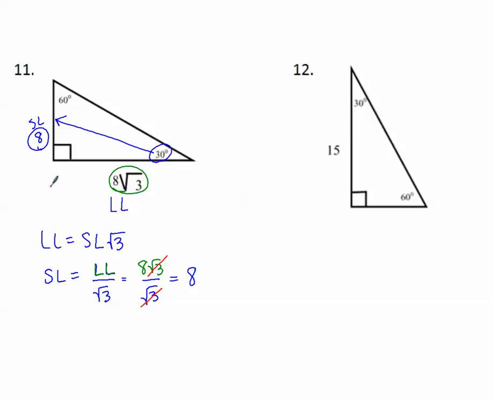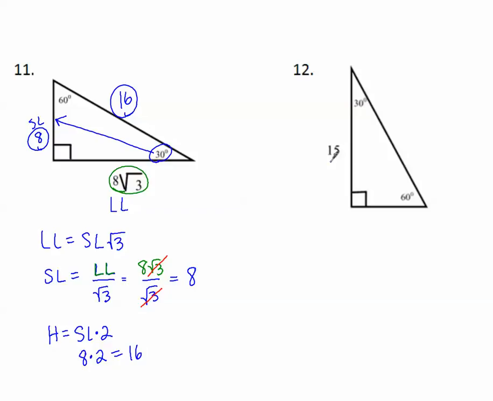So I could think of it as, what does this have to be such that I get 8 radical 3 in my long leg? However you think about it, that's fine. Just remember the formula. Once I have the short leg, the hypotenuse is easy because the hypotenuse is just the short leg times 2. Now you don't have to write these down every time, but this is what you're thinking. So short leg times 2 means 8 times 2, or 16. 16 is my hypotenuse, and I'm done.